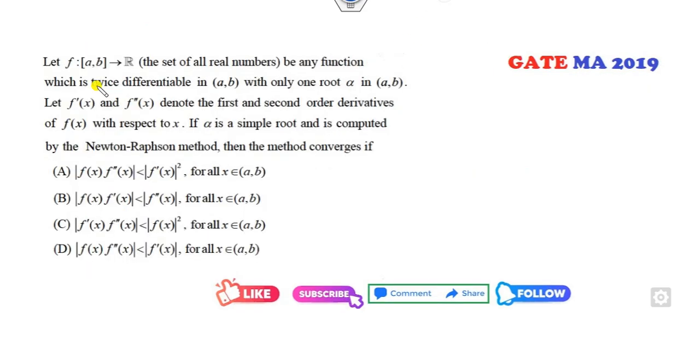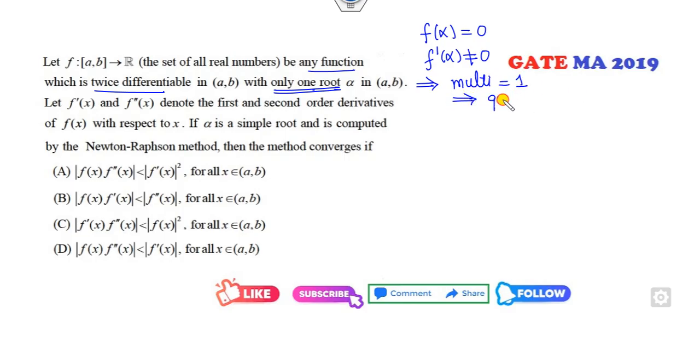Okay, look at this another one. f is any twice differentiable function which has only one root. That means f of alpha is 0, and f dash of alpha is non-zero. What does it mean? Multiplicity is 1. Once it has multiplicity 1, it means the order of convergence is quadratic. F dash and f double dash are given, and this alpha is a simple root, that's the meaning here, computed by the Newton-Raphson method.